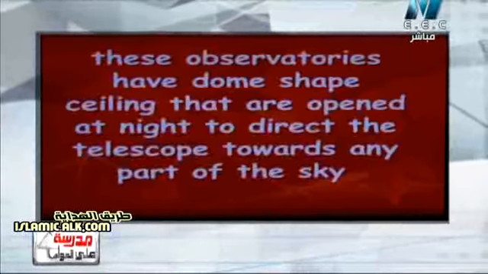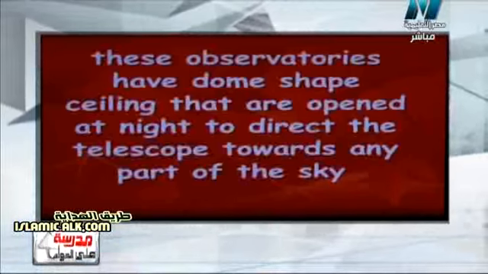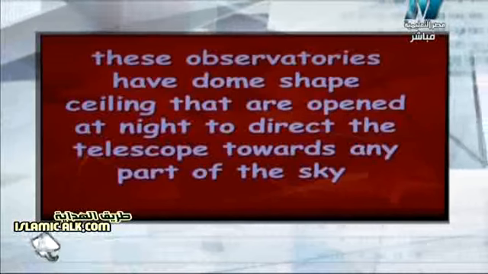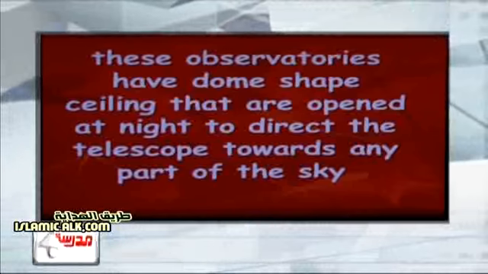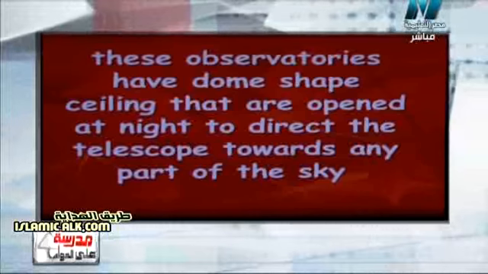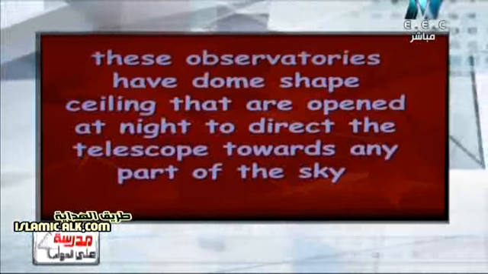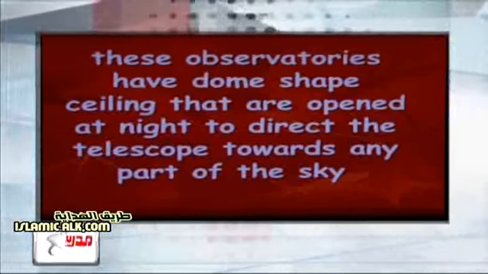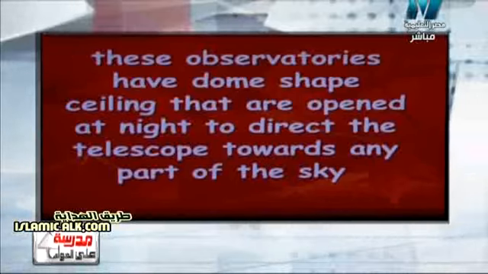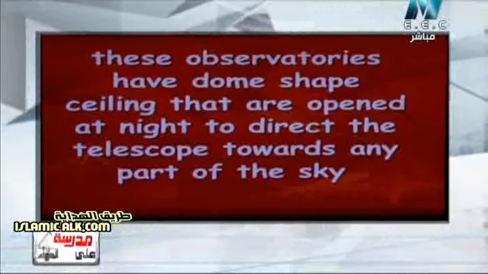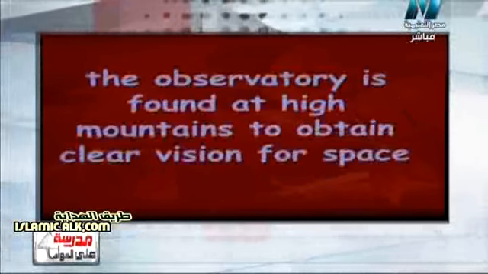The observatory has a dome-shaped ceiling that is opened at night to direct the telescope towards any part of the sky, to direct the telescopes or devices to any place in the sky, to observe phenomena in the sky, to observe any celestial body in the sky. So again, the observatory is a place where astronomers keep their telescopes and devices to observe space or the sky.